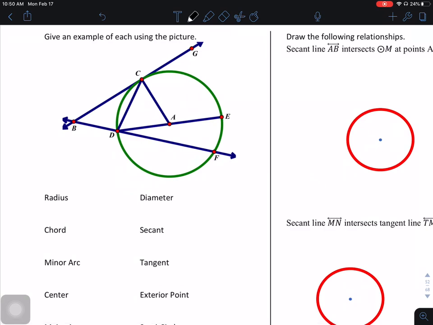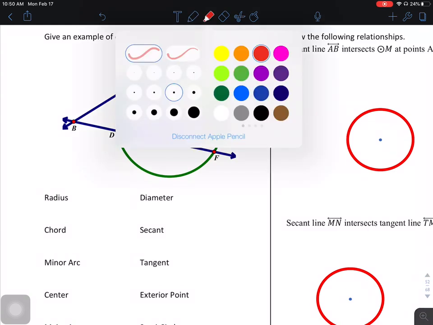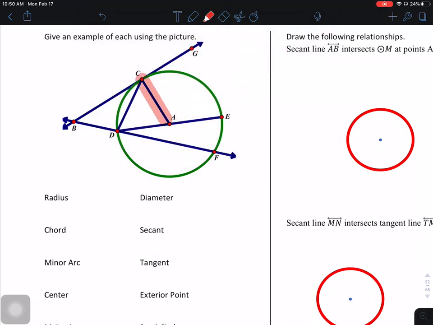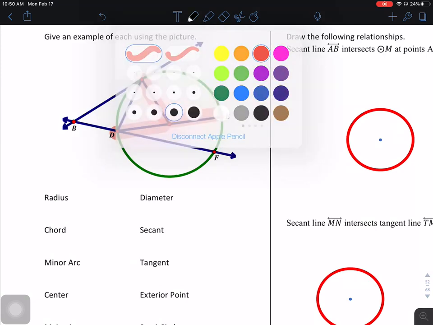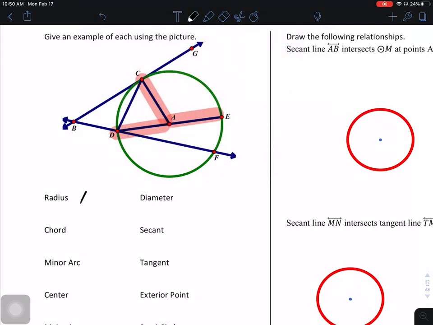Give an example of each using the picture. There's multiple correct answers. Supposed to name a radius. Here's a radius. Let me change my highlighter here a little bit. Here's a radius, that's 1. Here's a radius, that's 2. Here's a radius, that's 3. Name any of those. I'm going to name segment AC as a radius.